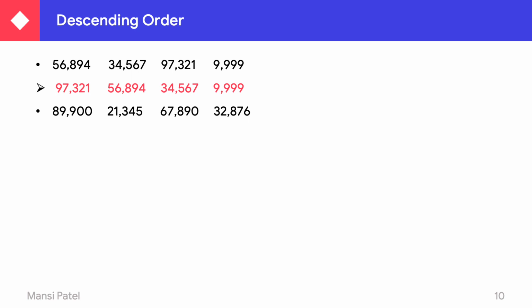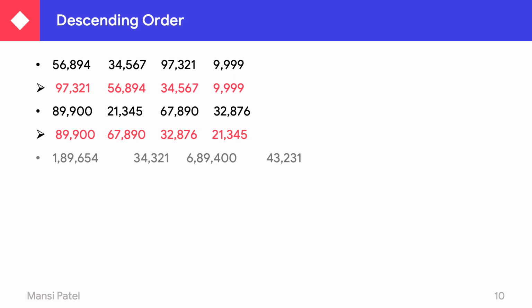Now you can see among all these numbers 89,900 is the biggest, then after that 67,890, then 32,876, and in the last 21,345. Your next numbers are 1,89,654, then 34,321, then 6,89,400, and then 43,231.